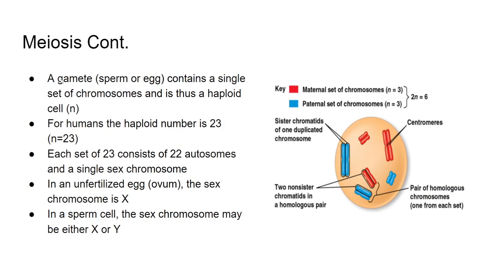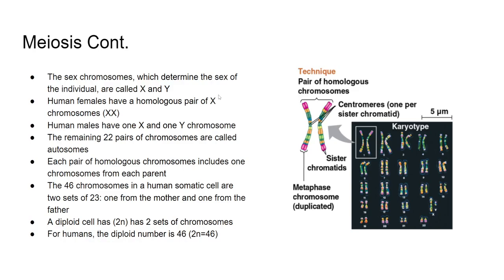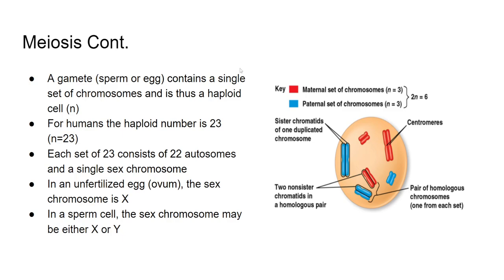So let's go in depth into what a gamete is and the idea of haploid cells. A gamete, sperm or egg, contains a single set of chromosomes and is thus haploid, right? We refer to a diploid as 2N. But in this case, we're referring to a haploid, which is just N, right? Sperm cells are only going to have DNA from the father. The egg cells are only going to have DNA from the mother. But when they combine, right?